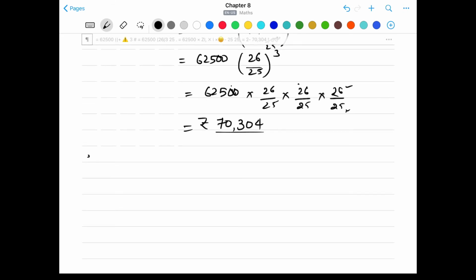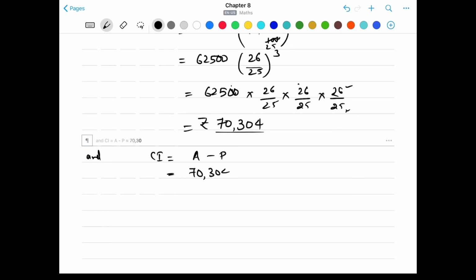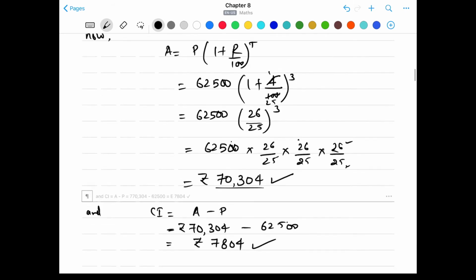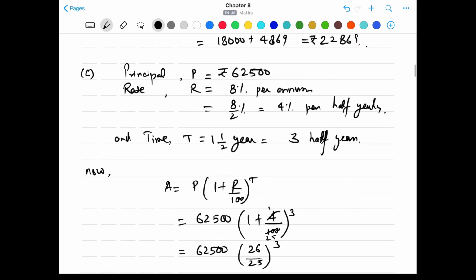Now you have to calculate the CI, and CI is equal to amount minus principal. The amount is 70,304 rupees minus the principal 62,500. When you subtract the two, you will get the result as 7,804 rupees as the answer. So this is the amount and this one is the compound interest. What we did here is, as the question says the interest is compounded half yearly, we divided the rate by 2 and multiplied the time by 2. So rate will become 4% and time will become 3 half years.